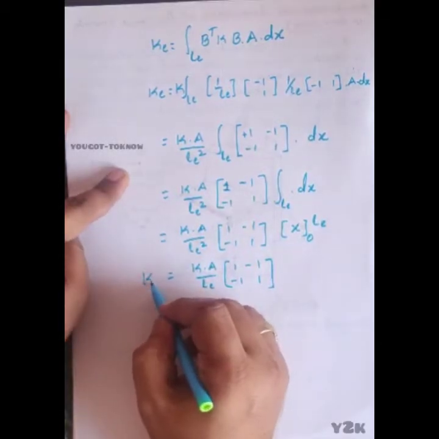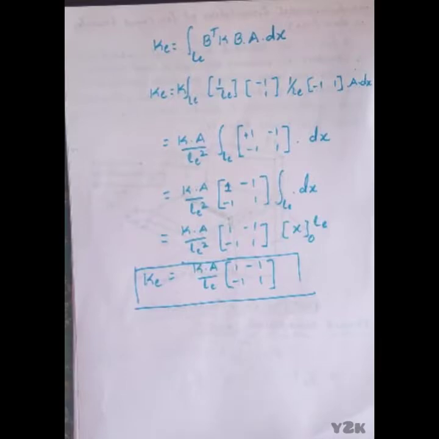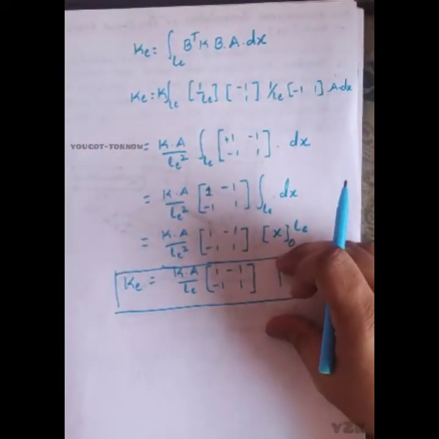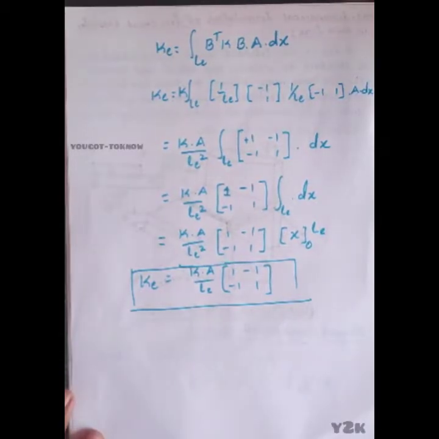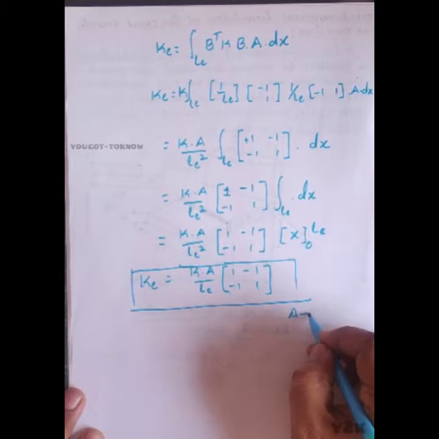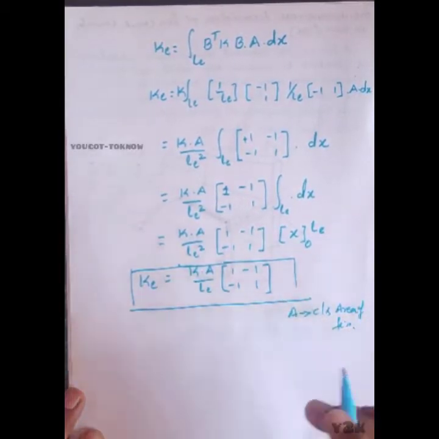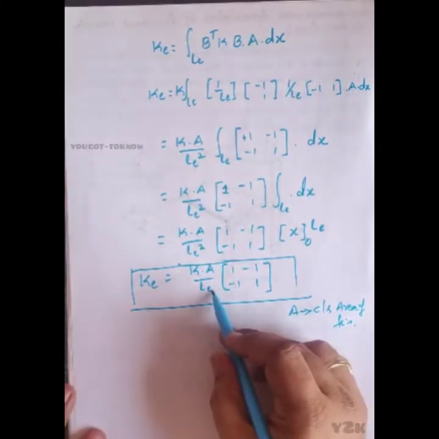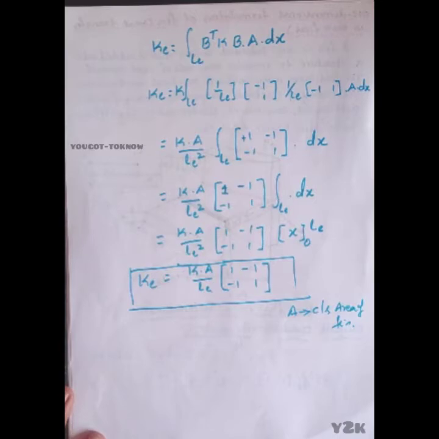This is the elemental thermal conductivity matrix for your fin element. One part will be there. Apart from this, what is A? A is called the cross section area of the fin. L is the length of the element, and K is the thermal conductivity of the material.